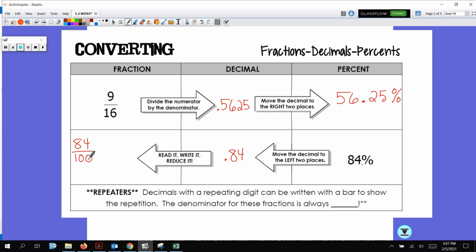All right, so 4 is going to be the common factor, and we divide top and bottom by 4, and I get 21/25. Okay, so repeaters, remember decimals with a repeating digit can be written with a bar to show the repetition, right? We write the bar over the top. The denominator for these fractions is always a 9. So that's a little fun fact for you.